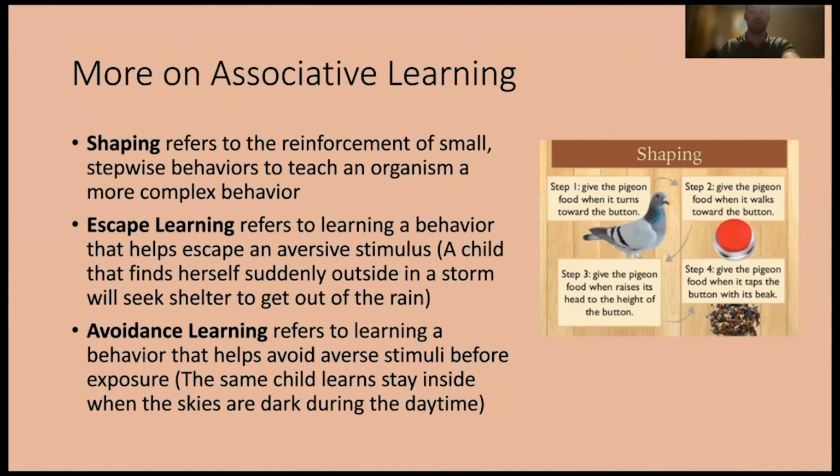Then avoidance learning refers to learning a behavior that helps avoid aversive stimuli before exposure. So that same child eventually is going to learn that when she walks outside, if she looks up and she sees dark skies during the daytime, it's probably not a good idea to go outside. So that is avoidance learning.